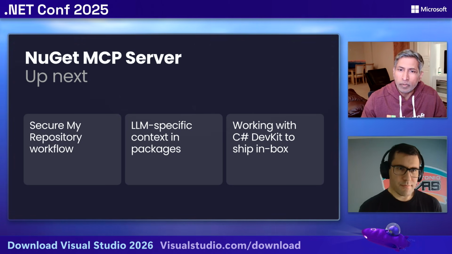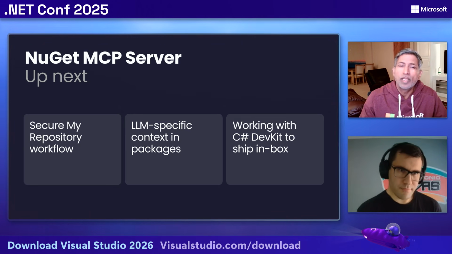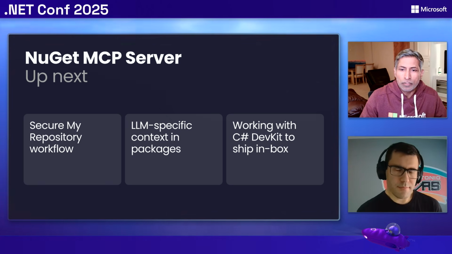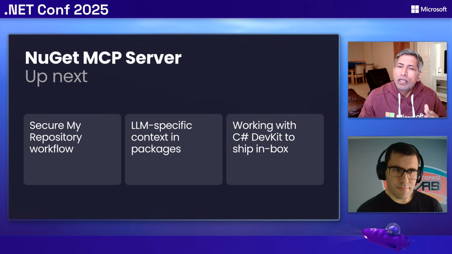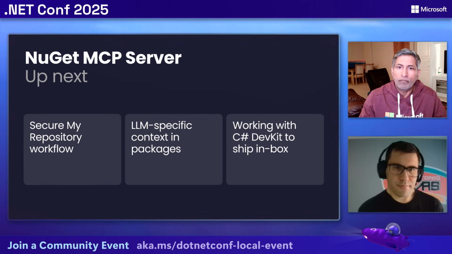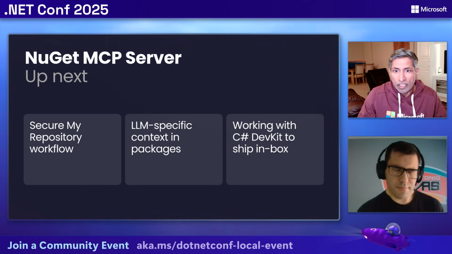We're adding more capabilities to the MCP server. Secure my repo prompt, for example, will analyze a repository and recommend NuGet features like package source mapping, signature verification, and trusted publisher to keep the repo safe. We're also working on an action that will allow package authors to provide context directly to LLMs about things like breaking changes and how to adopt new APIs.